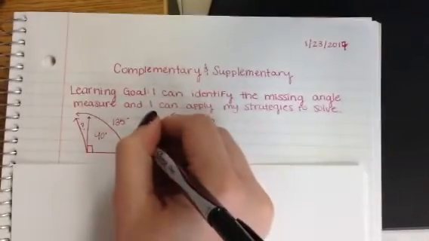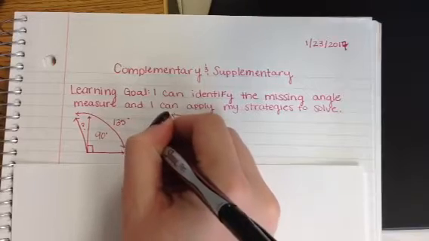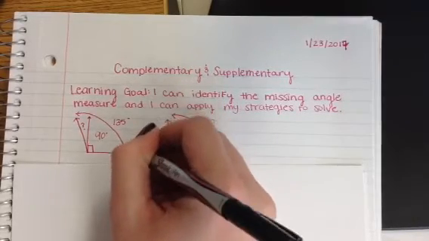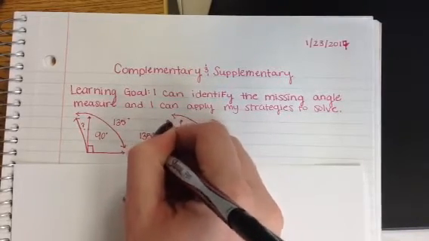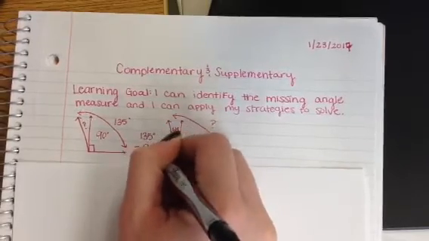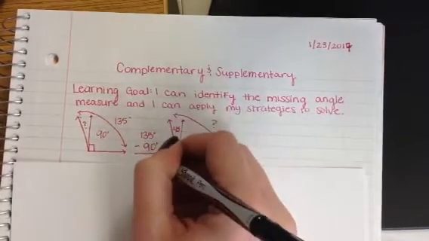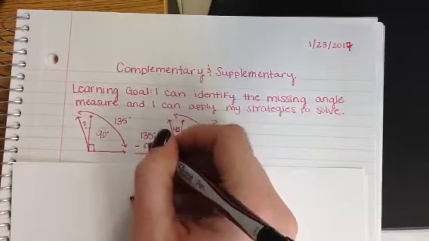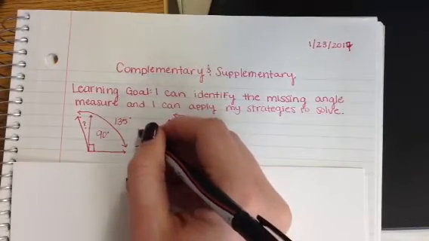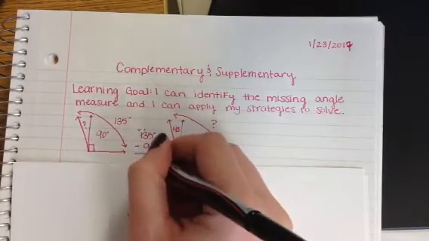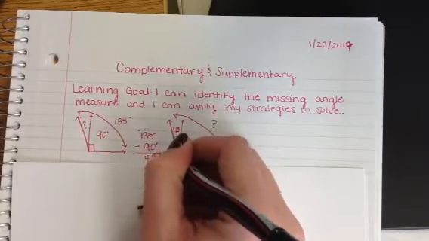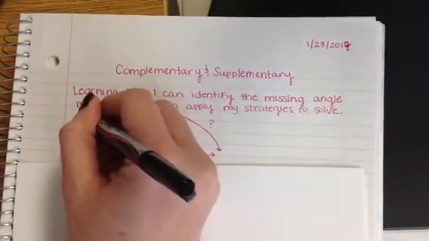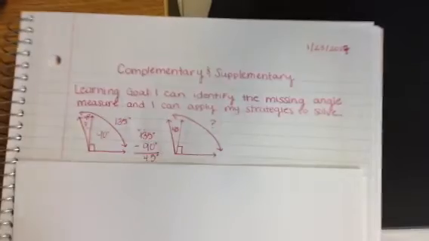Well, I know that I would take the whole angle, which is 135 degrees, and I would subtract 90, which is what I know, to get what is left. 5 minus 0 is 5. 3 minus 9 I can't do, so I will borrow. 13 minus 9 is 4, so 45 degrees is the measure of the missing angle.